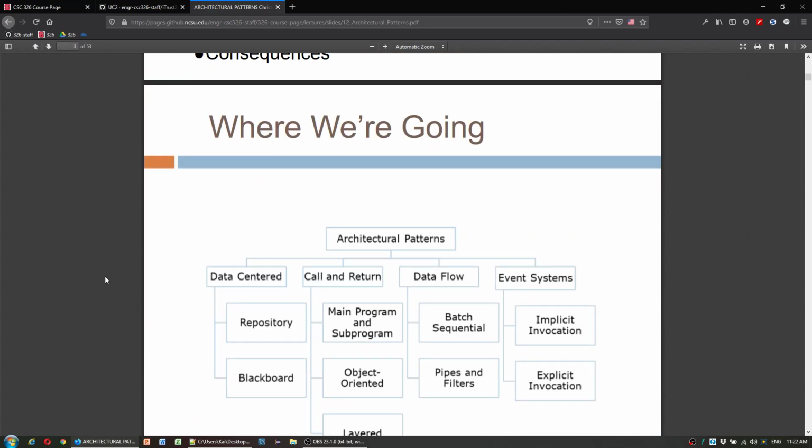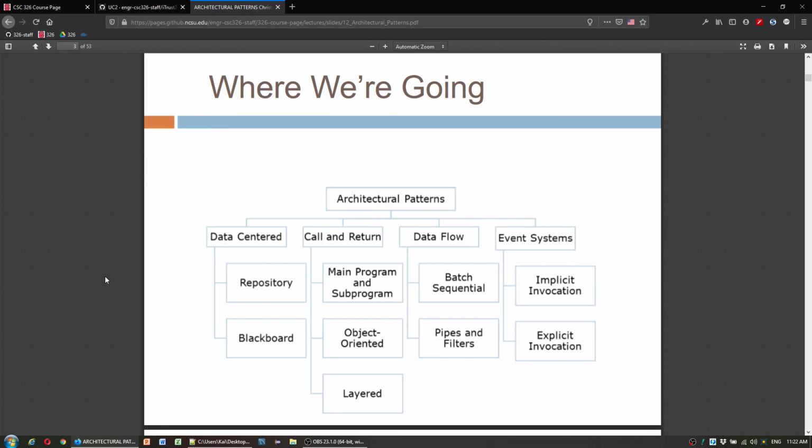And then the final of our 4 main architecture patterns is the event systems group. And this describes how we respond in reaction to something happening. So implicit invocation uses things like having functions that are passed in as arguments to other functions, things that get implicitly invoked when things happen. Explicit invocation largely uses things like button presses or the user explicitly saying, go do this thing, and the system goes and does that thing right there.